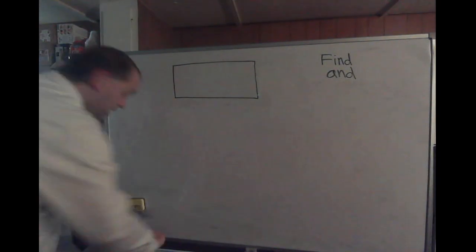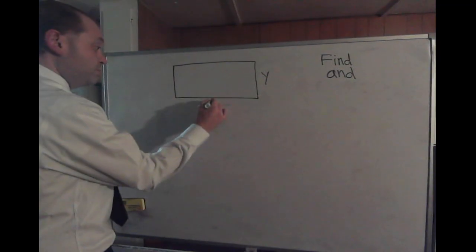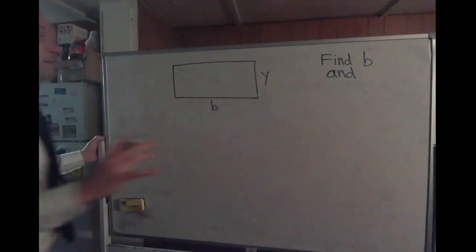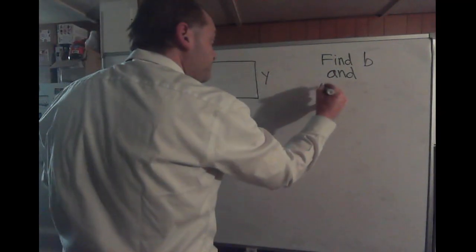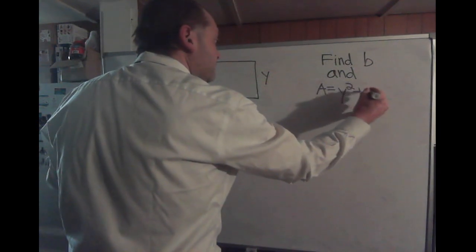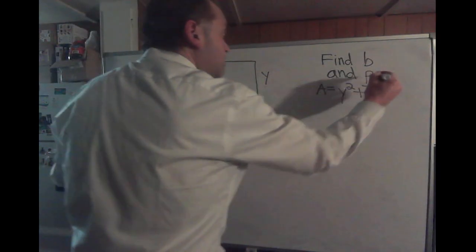All right, let's see what we got here. This time they give us the height to be y. We don't know the base for once, so we got to find the base. What else do they give us? They give us that the area is equal to y squared plus 7y. We also got to find the perimeter then.